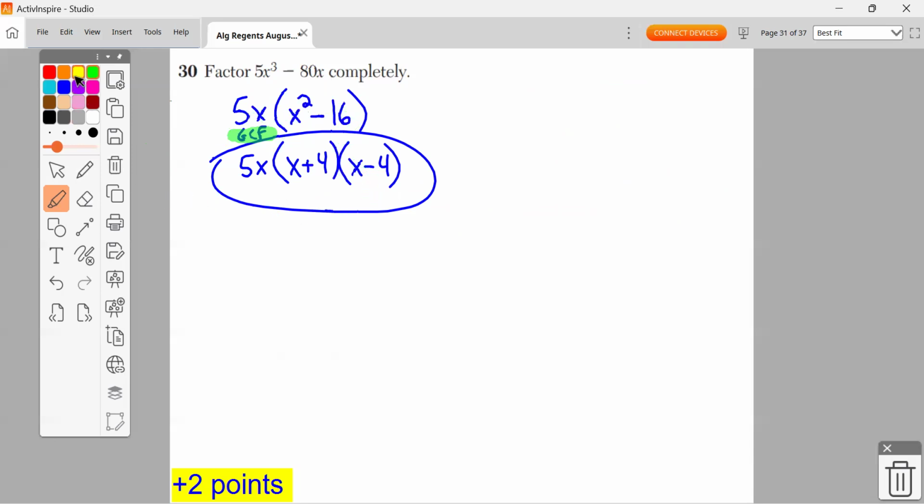Now what I want to look at is I want to do reverse FOIL to this. What times what is -16 that adds up to 0? My B value would be 0. Well, that's really the difference of two perfect squares, x plus 4 and x minus 4. What do you do with your greatest common factor? We just need to bring that down, bring that straight down. So this is our final answer, 5x times x plus 4 times x minus 4.